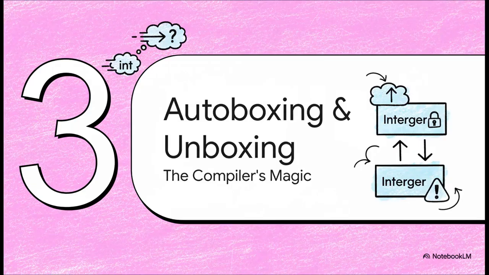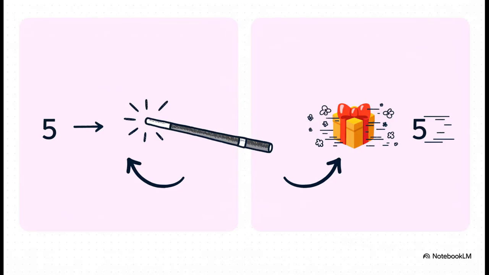Now, to make crossing this bridge between the two worlds feel seamless, Java's creators added a little bit of compiler magic. It makes your life easier, but as you're about to see, this magic has a bit of a dark side. This magic has a name. It's called autoboxing and unboxing. Autoboxing is when the compiler sees you have a primitive int and just automatically wraps it up in an Integer object for you. And unboxing? You guessed it. It's the exact opposite. It takes that Integer object and automatically pulls the primitive int value back out.